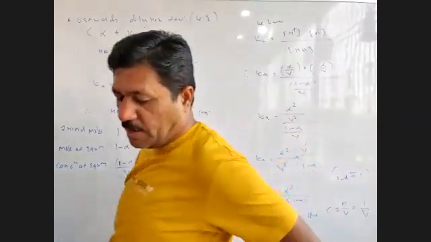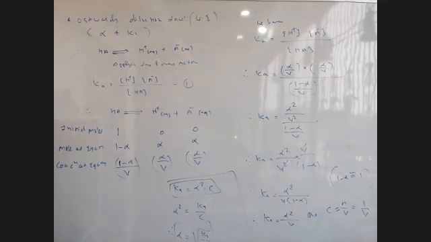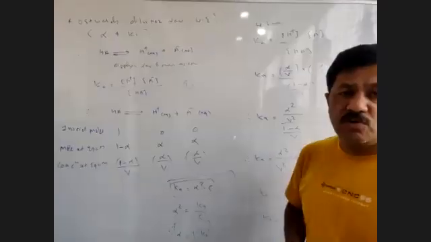Please take a screenshot of this equation. Everyone, please take a screenshot. Yeah, you can write it down. Yes, it's done, everyone. So this is nothing but the Ostwald dilution law, the dissociation constant of a weak acid.